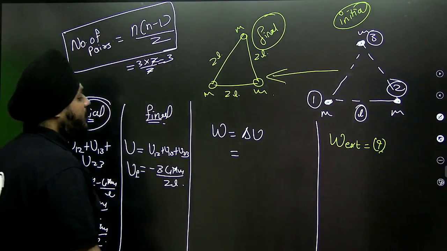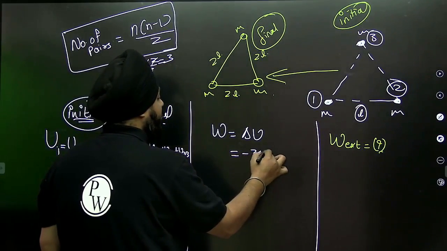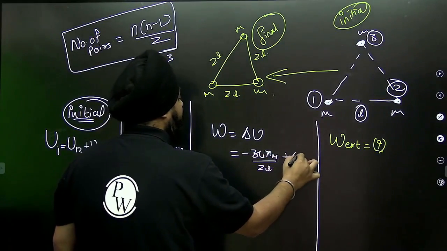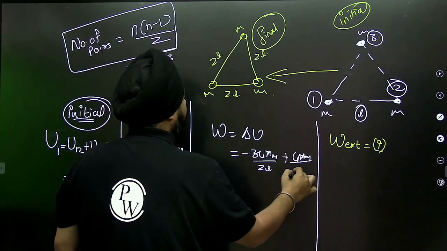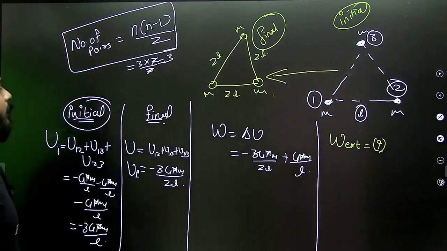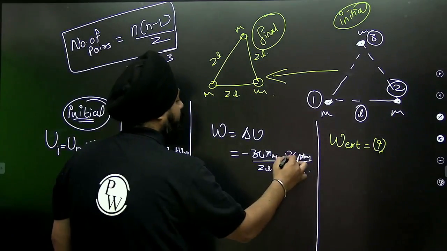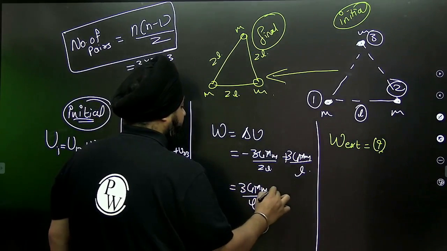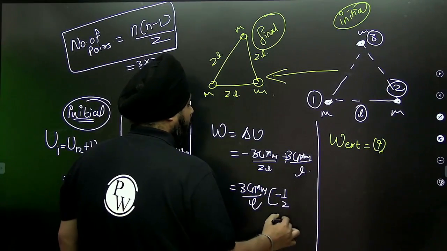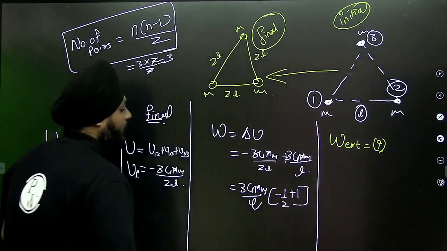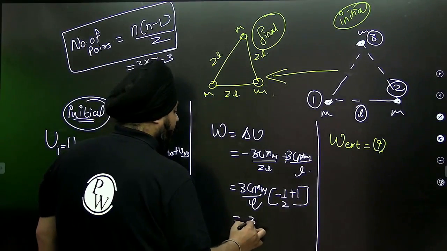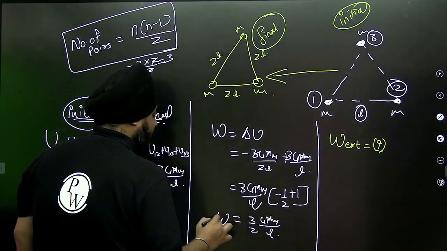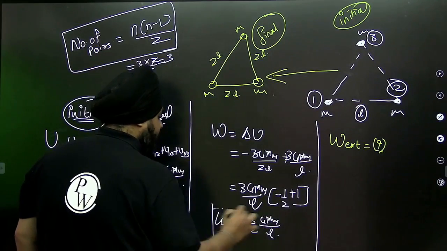So what will be the change in potential energy? Negative of 3G capital M small m whole divided by 2L, plus G capital M small m whole divided by L, right? So 3G capital M small m divided by L will be common: minus 1 minus half plus 1. So it will be 3 by 2 G capital M small m whole divided by 2L. This will be the amount of work done by the external agent.